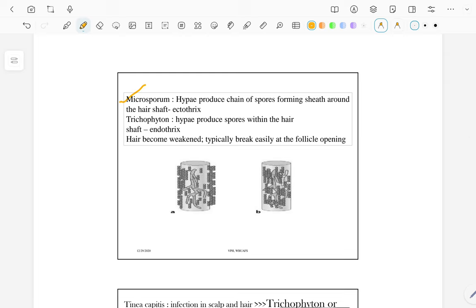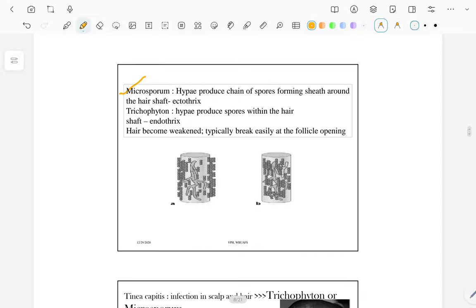Microsporum: hyphae produce a chain of spores forming a sheath around the hair shaft, ectothrix. Trichophyton: hyphae produce spores within the hair shaft, endothrix. The hair becomes weakened and typically breaks easily at the follicle opening.